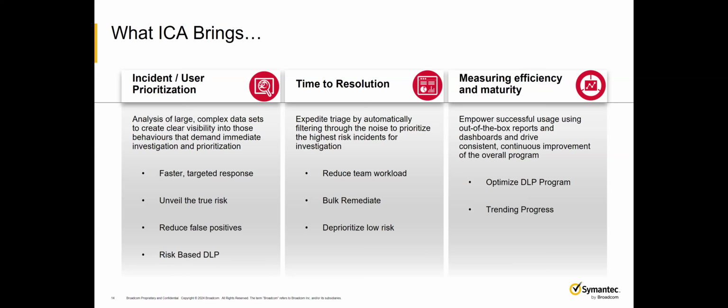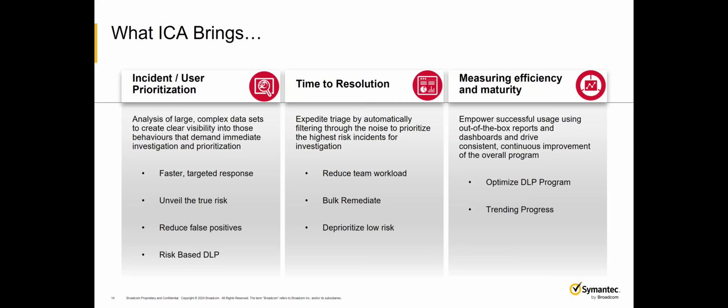If we start with the incident and user prioritization, we can utilize ICA unsupervised machine learning, allowing ICA to filter through huge volumes of DLP incidents to flag high risk users, highlight behavior that is deemed normal and behavior that is not, reduce false positives by identifying legitimate business processes, not malicious behavior, and filter through all of the noise, allowing true risk-based prioritization.